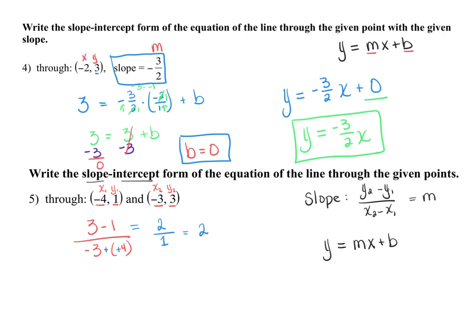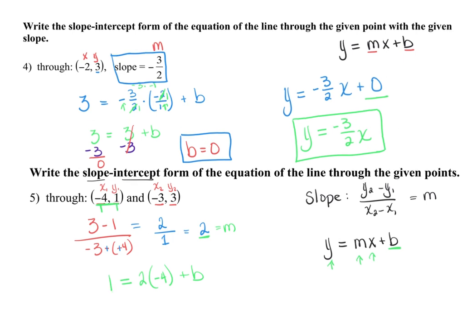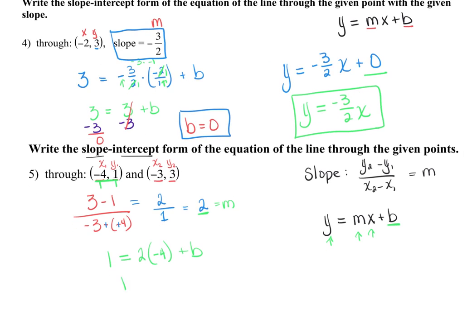So now we can use either point. I'm just going to use the first one. And we are going to plug in our y, our m, and our x to solve for b. So our y for this point is 1 equals our m we just solved for, 2. Our x is negative 4 plus b. We have 1 equals negative 8 plus b. To solve for b, we're just adding 8 to both sides.